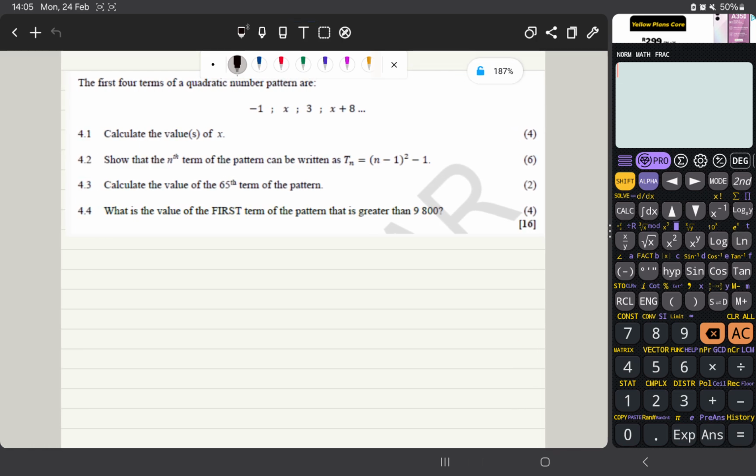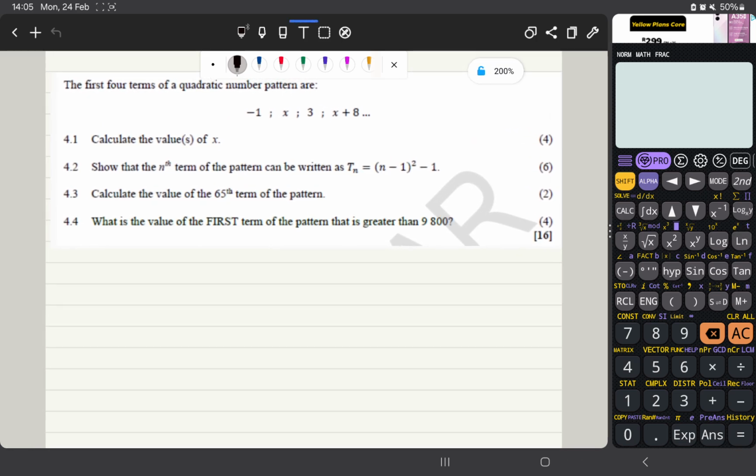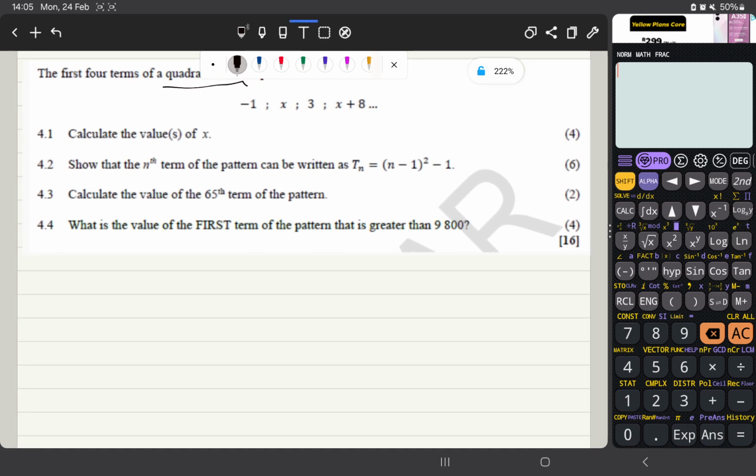Let's see this one. I think this is the second last one. This one is also quite interesting. We're dealing with the quadratic number patterns. Hey, these kids are making noise. But yeah, they say calculate the value of x. Calculate the value of x. Yeah, this one was also quite interesting. I was like, just try to do it.